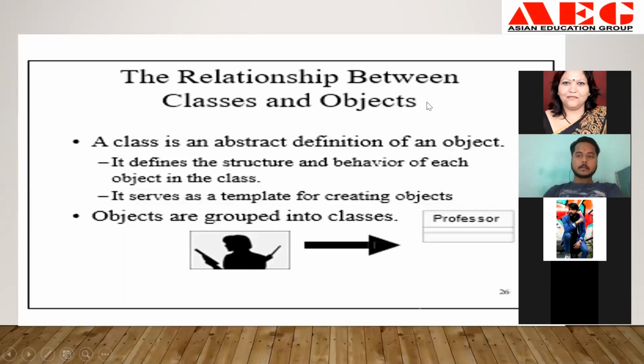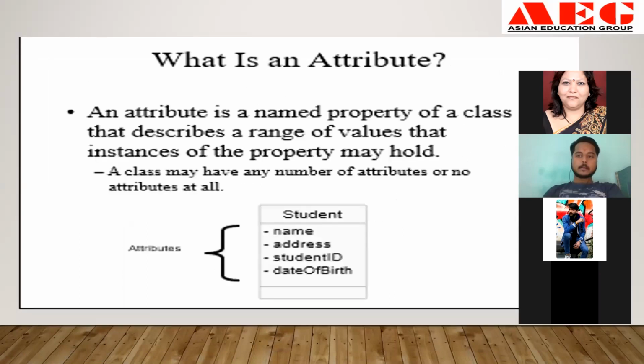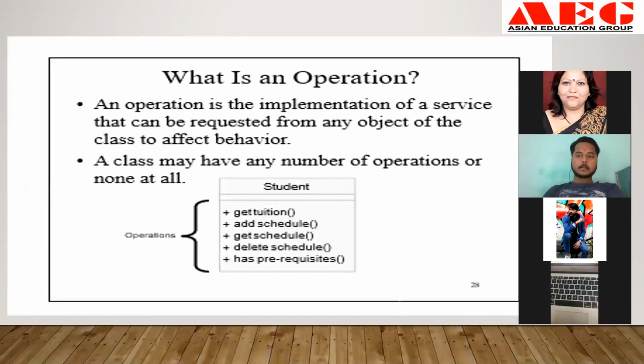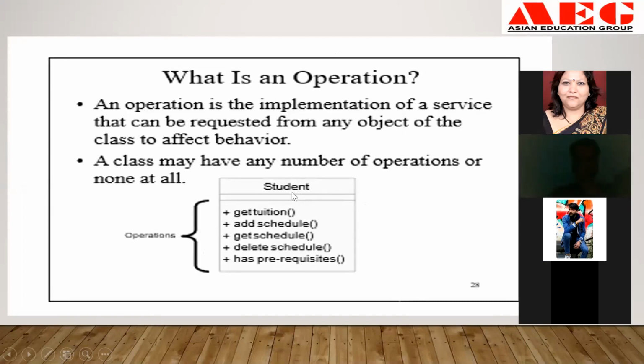So there is a relationship between the classes and objects, because each object is an instance of a class. So what is an attribute? It shows its property. What is an operation? We had already seen that it is the operation which is going to be performed by an entity. Means a student is a class.